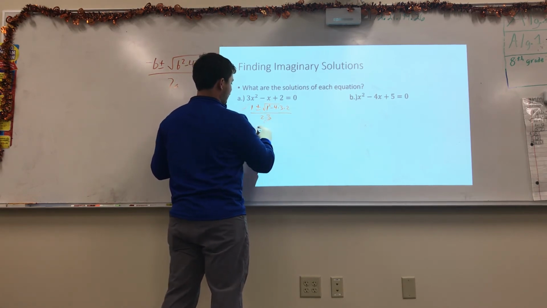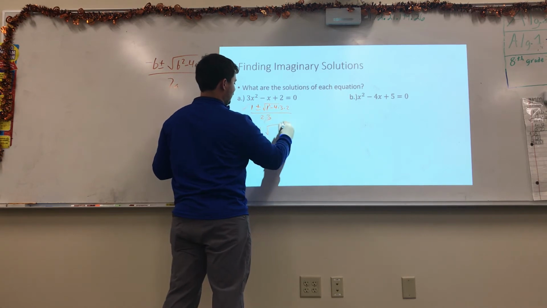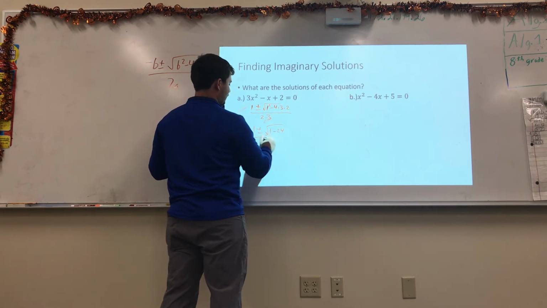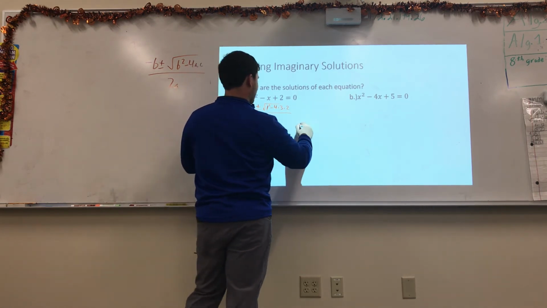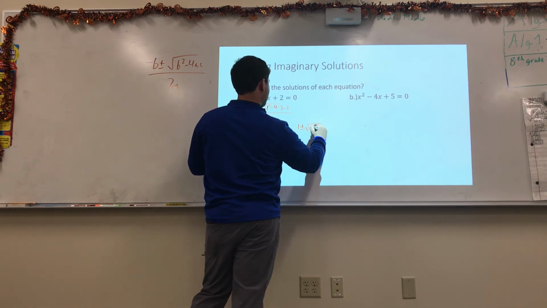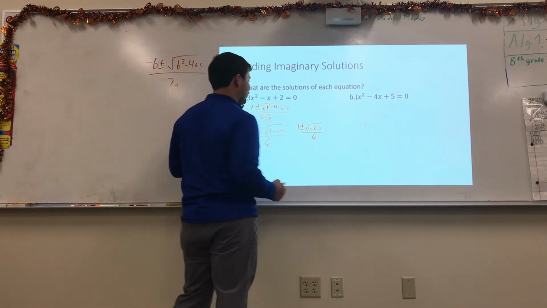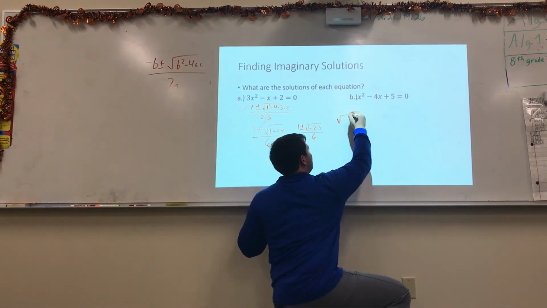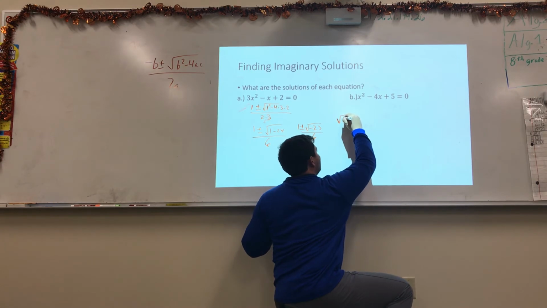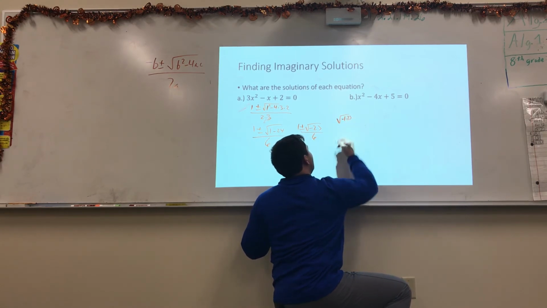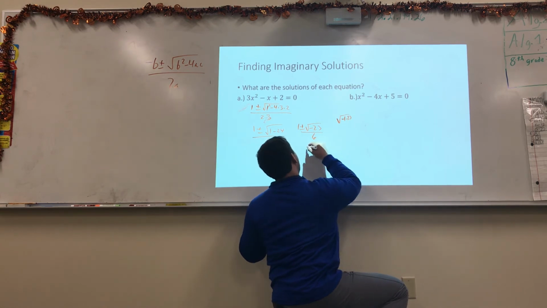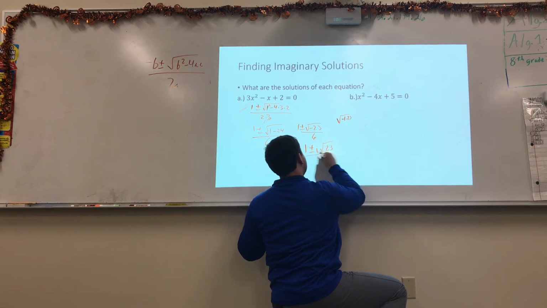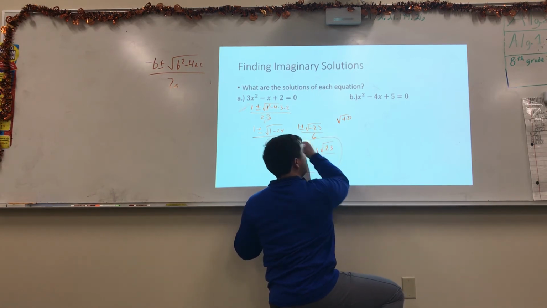So now we get 1 plus or minus the square root of 1 minus 24, so we're going to end up over 6. Then we get 1 plus or minus the square root of negative 23 over 6. Are we done with that? A lot of times you would say yes, but the square root of negative 23 is the square root of negative 1 times 23. The square root of negative 1 is i. So we get 1 plus or minus i square root 23 over 6. That is our answer.